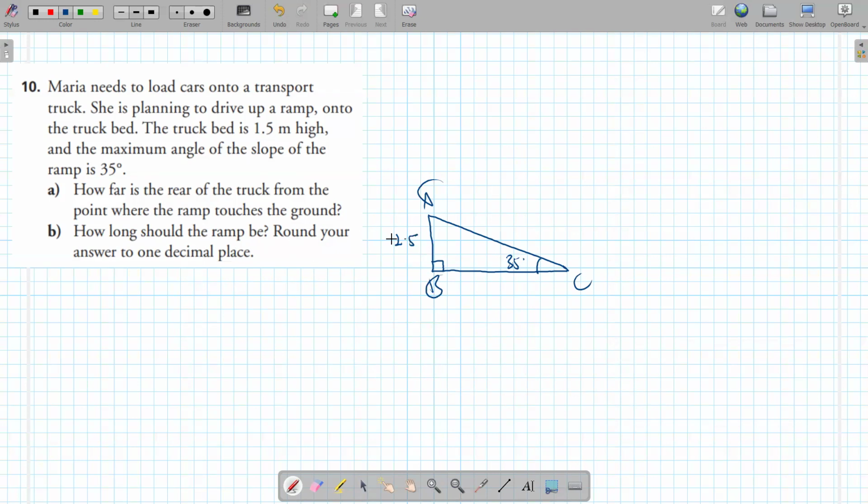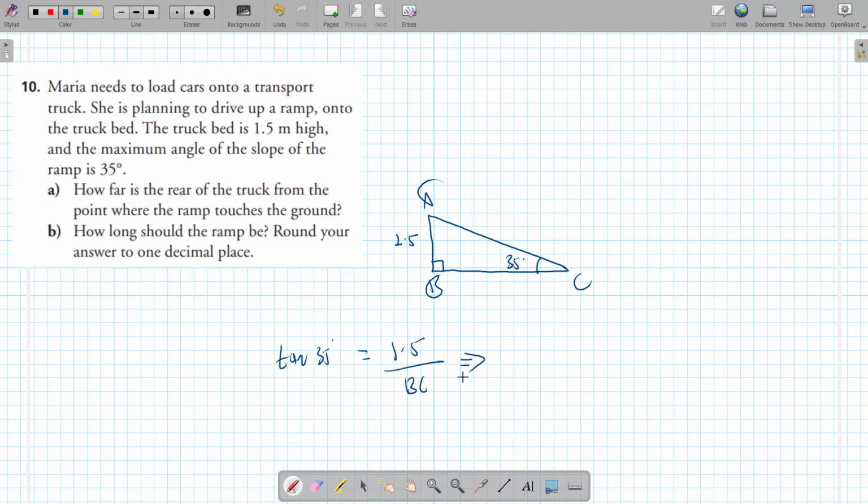So which side of this triangle are we looking for part A? It's not AB, so that's out. You have two options. It's BC. BC would be right. So sine, cosine, or tan to find BC. Only one of them is going to work. Tan. Tan is right. Tan 35 equals the opposite, which is 1.5, divided by the adjacent BC.